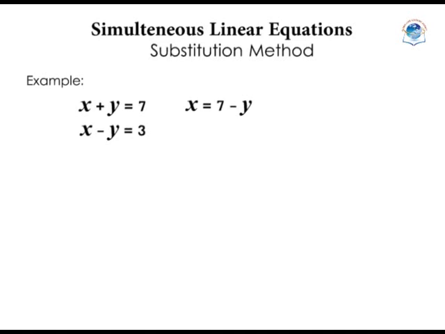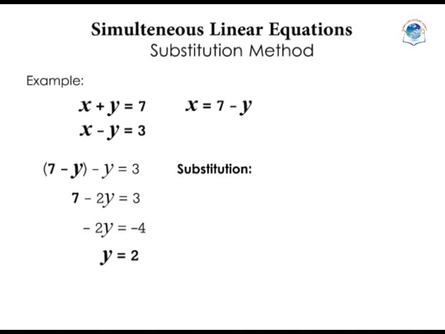We substitute 7 minus y for x in the second equation. So where there is x, we put 7 minus y. And so we shall have 7 minus y minus y is equal to 3. Minus 2y is equal to minus 4. And y is equal to 2. Now find x. Substitute 2 for y anywhere. So x minus y is equal to 3. Substituting, we shall have x minus 2 is equal to 3. And therefore x is equal to 5.